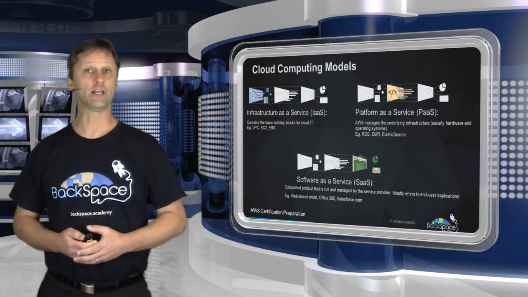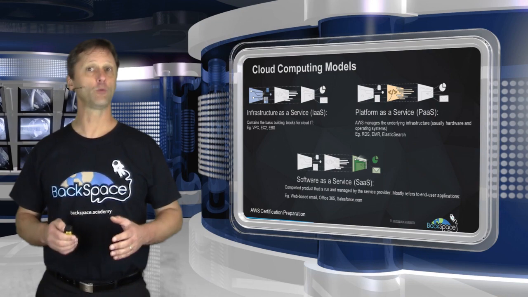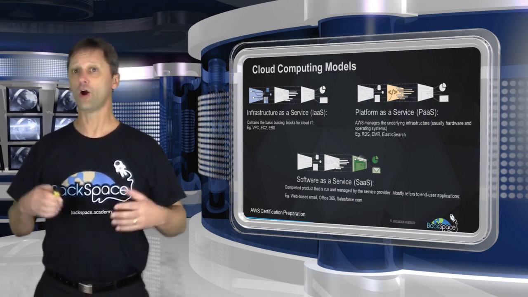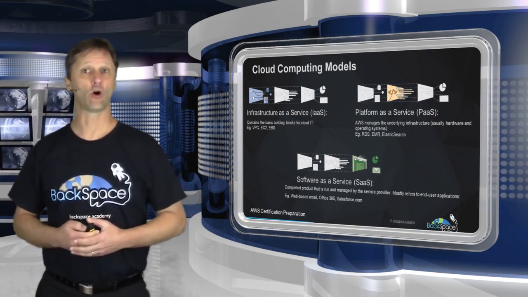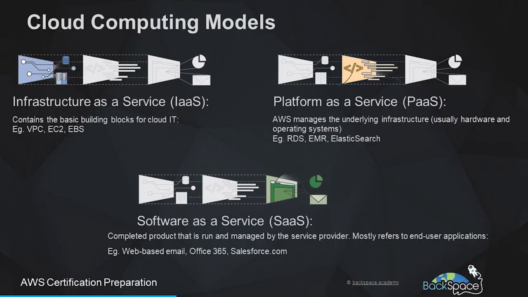The next level is platform as a service or PaaS. And that's where AWS will take a little bit more control over the underlying infrastructure. So AWS manages that underlying infrastructure and the hardware and operating system normally. A good example of that would be the Relational Database Service. In that service, AWS provisions all the operating system, the server and everything to run that, but you still need to do the high-level administration of that database.